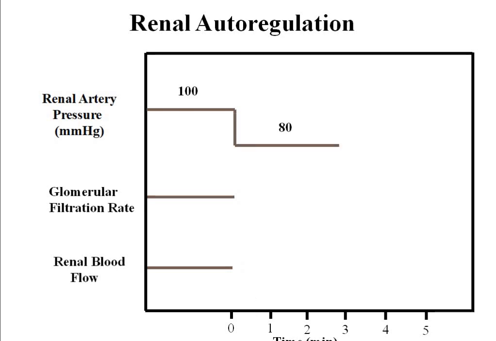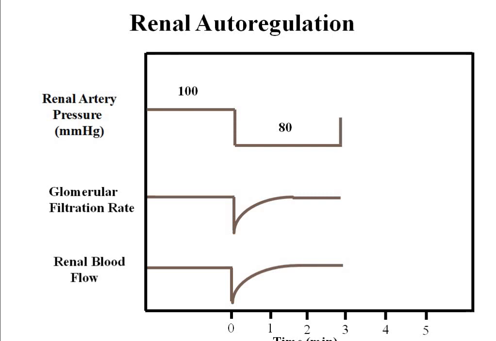Suppose there is a fall in renal arterial pressure. What will happen to GFR and renal blood flow? Initially, there will be a sudden fall in GFR and renal blood flow, but within a fraction of a minute, within seconds, they will come back to their normal value. They will be maintained. Autoregulation takes place. Autoregulation is so strong because of various mechanisms, which we will discuss.